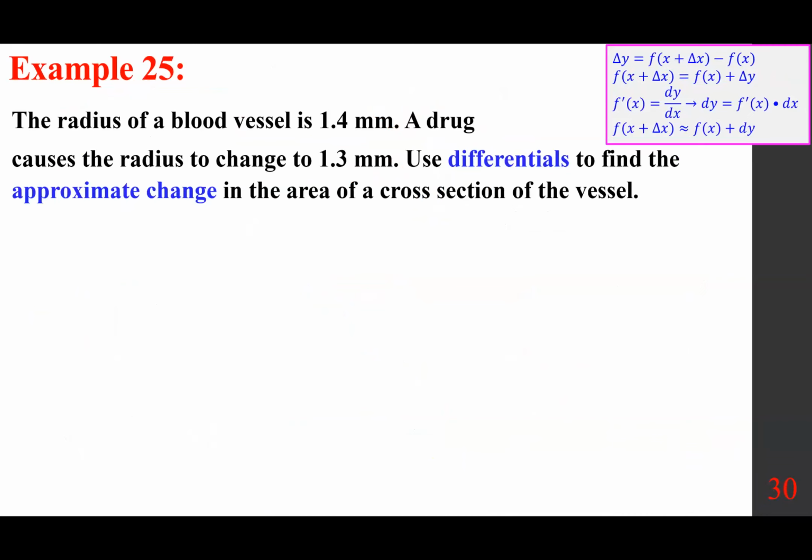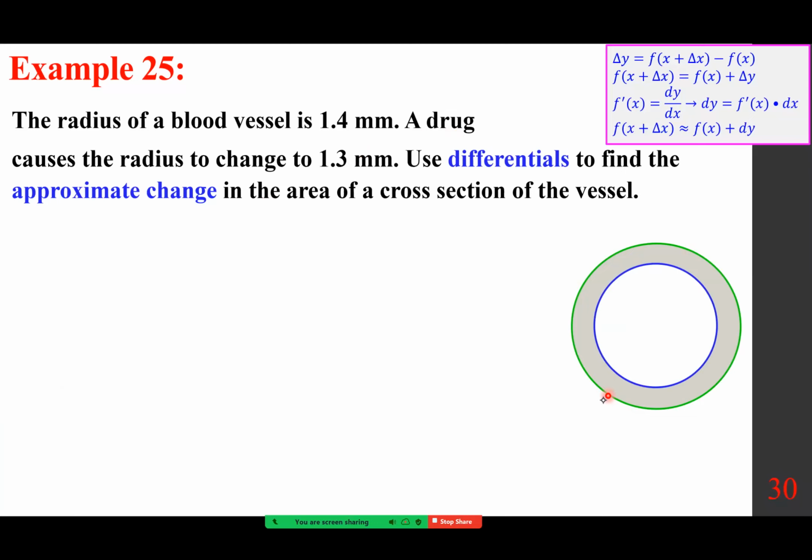The radius of a blood vessel is 1.4 millimeters. A drug causes the radius to change to 1.3 millimeters. Use differentials to find the approximate change in the area of the cross section of the vessel. It's important to understand you're dealing with a circular shape. So this is the original radius. This is the new one because it shrinks, it gets smaller. And this is the change.